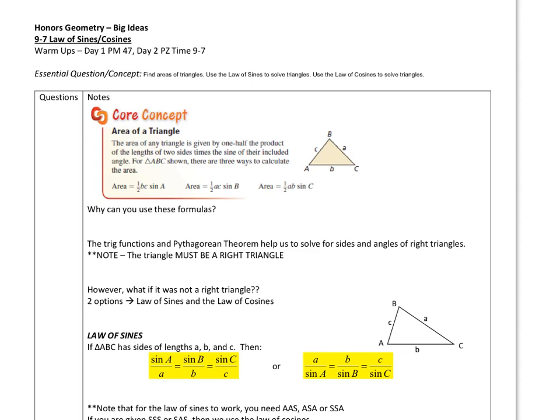Hey everybody, it's Mr. N here, and we are going to do the 9-7 lesson today, and this is on the law of sines, and we're going to cover the law of cosines as well. So hold on tight, this one's a bit tough.